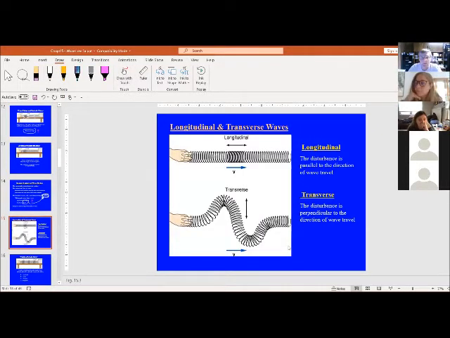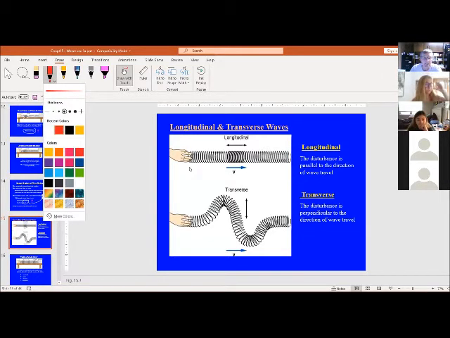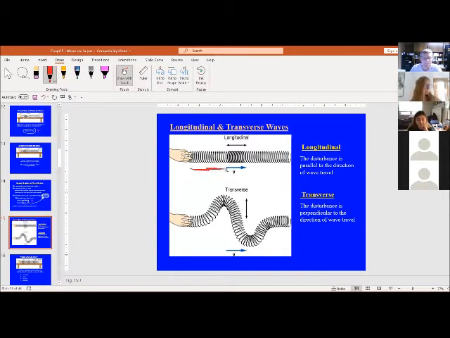We have two kinds of waves. We have something called a longitudinal wave, where you have a pulse, and the pulse oscillates back and forth, but pretty much moves forward. It's going to wind up going back and forth as it moves. That's a longitudinal wave. Then we have a transverse wave.